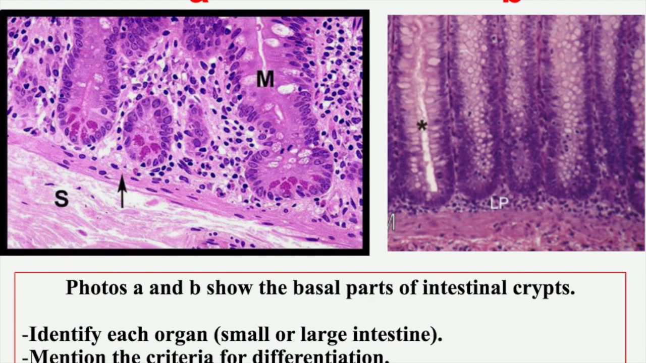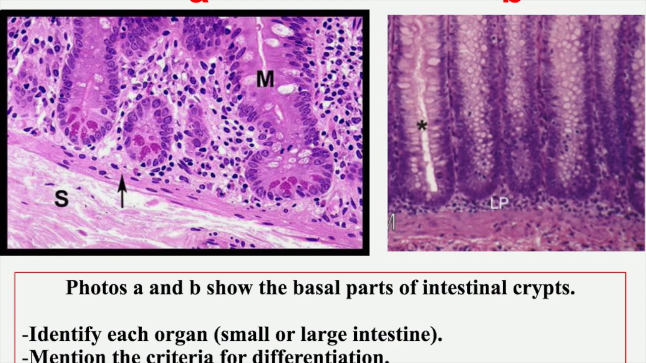Very nice slide. Photos A and B show the basal parts of the intestinal crypts. Right, this is the basal part of the intestinal crypt. Identify each organ. Organ A, it is the small intestine. Why? Because I can diagnose here in the basal part of the crypt the Paneth cells.